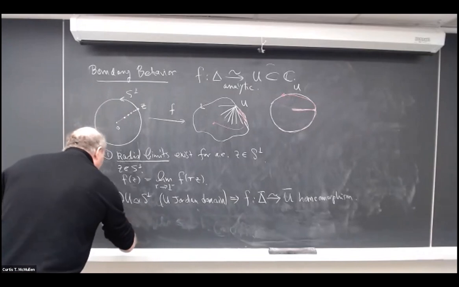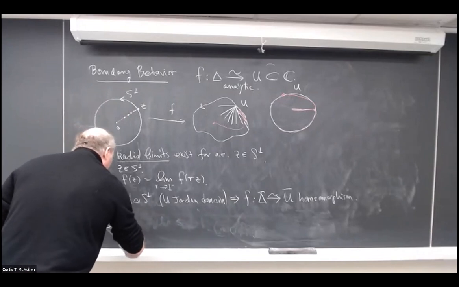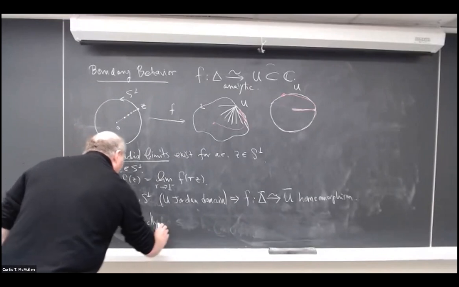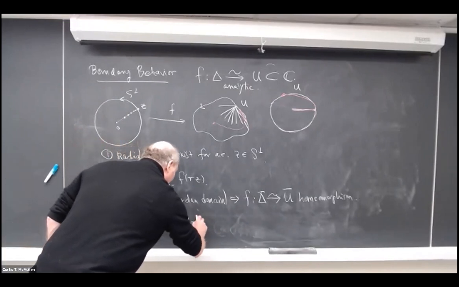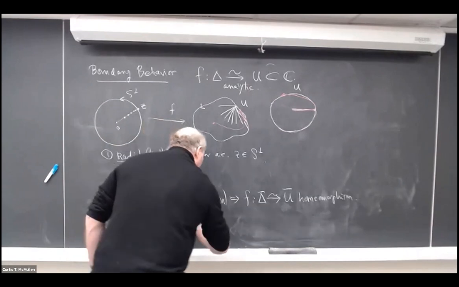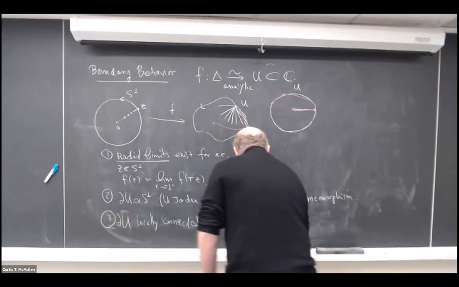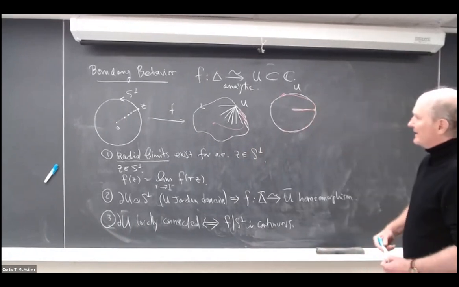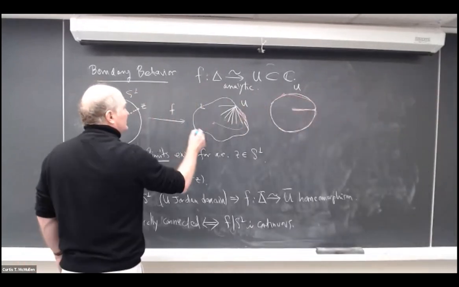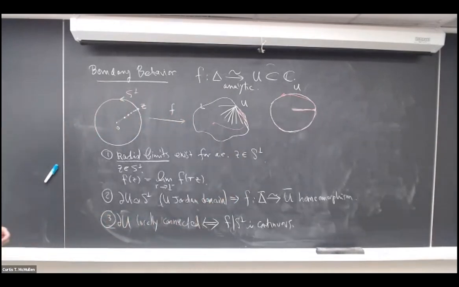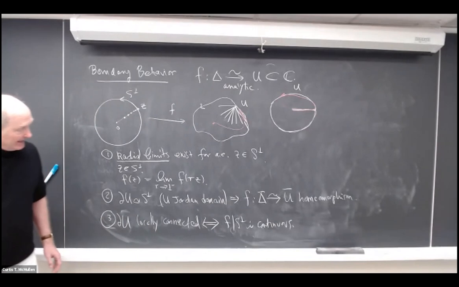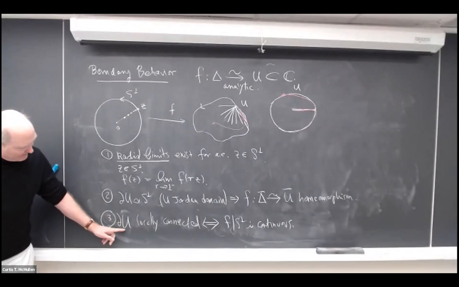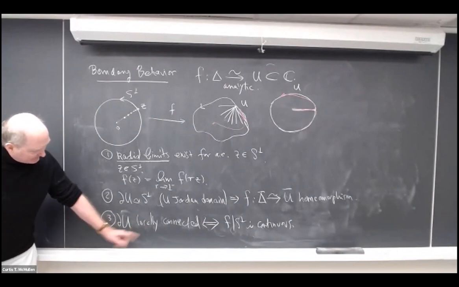And so the third theorem is that the boundary of U is locally connected if and only if F restricted to S1 is continuous. I'm saying somewhat informally that the Riemann mapping has boundary values if and only if the boundary of U is relatively tame, it's what's called locally connected. Locally connected means there exists a basis for the topology on this compact set consisting of connected sets.